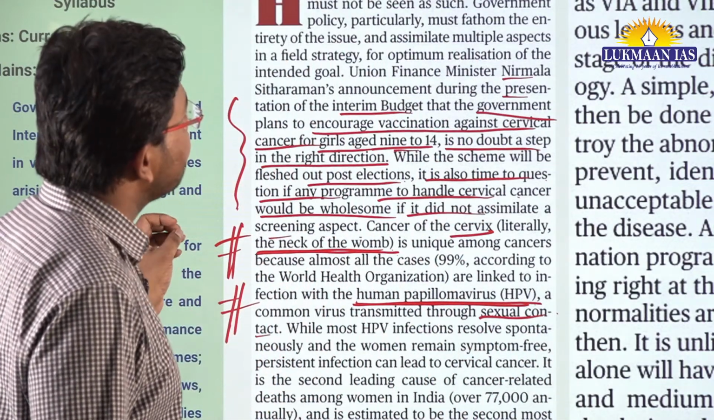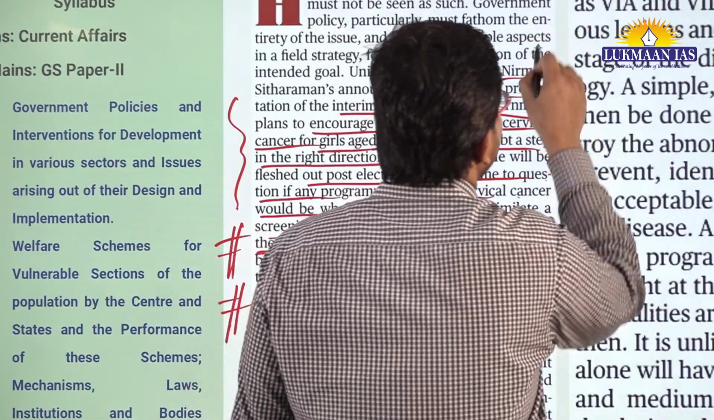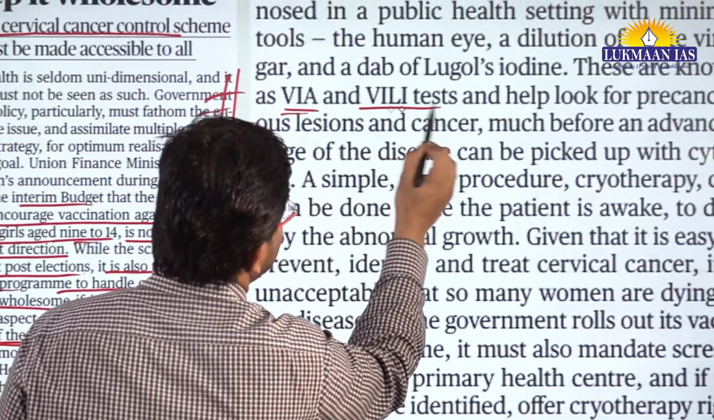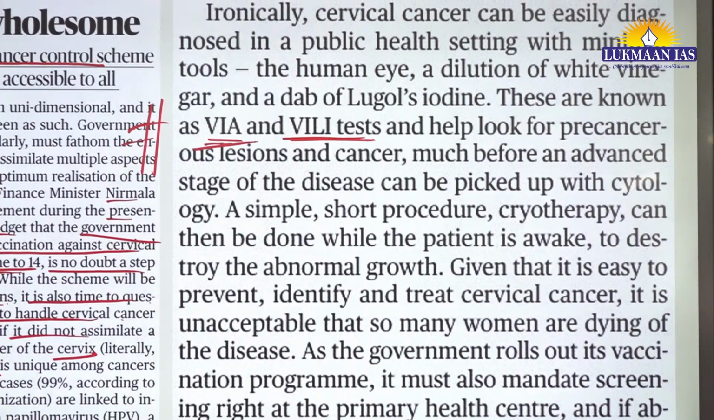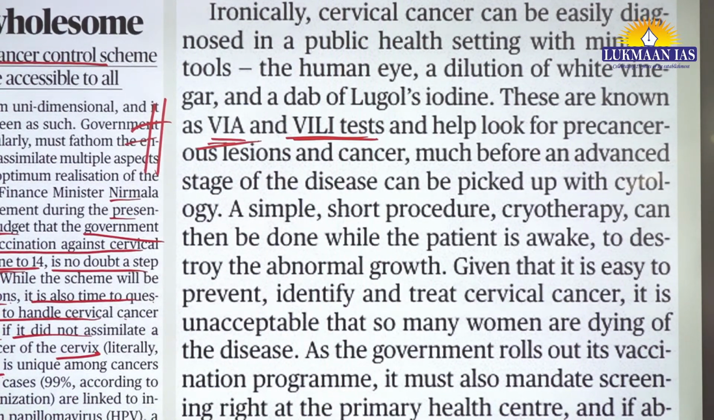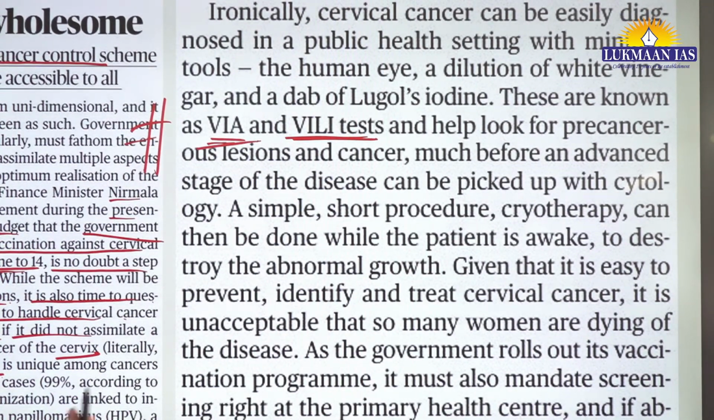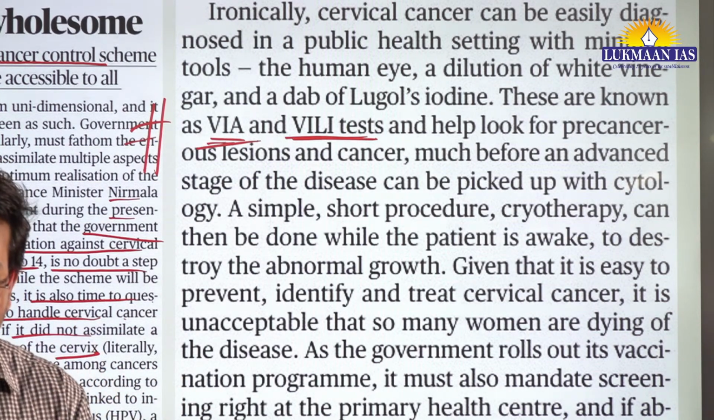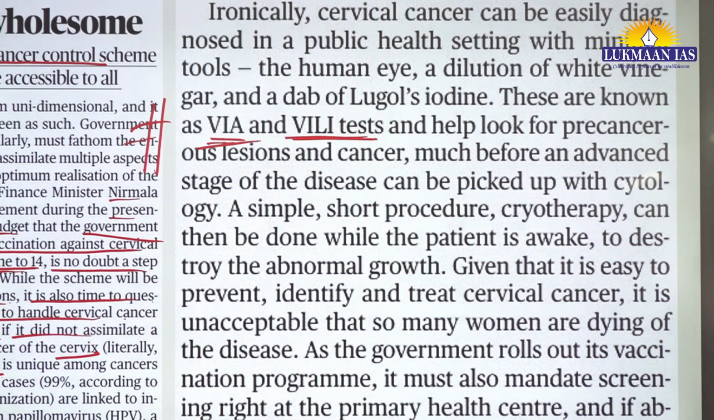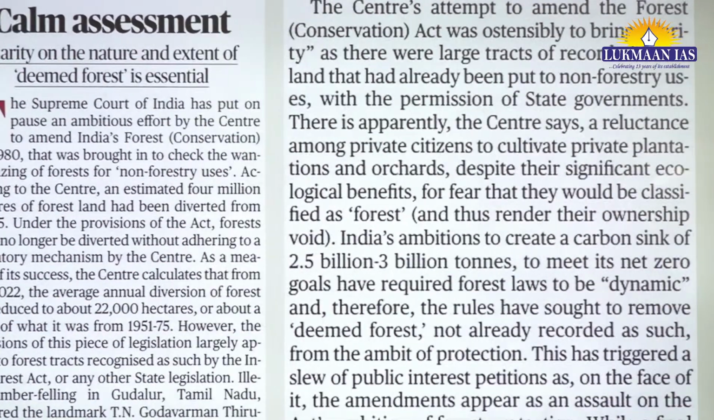They have mentioned a few names. One of the tests is known as the VIA test, another is known as the Willy test. VIA and Willy tests are those tests that help health authorities to identify whether a woman has cervical cancer or not. After this test, they can follow different treatment plans. And treatment is easy, it is not very difficult, it is not very costly. So the central government must come up with treatment plans as soon as possible. With this, let us now quickly move to another article.